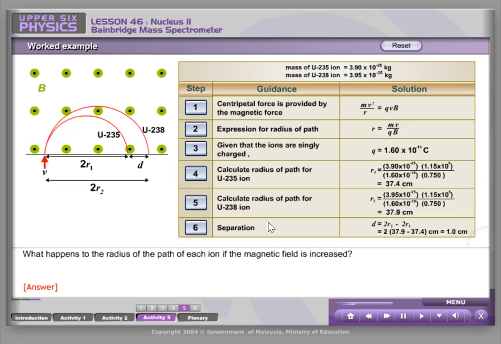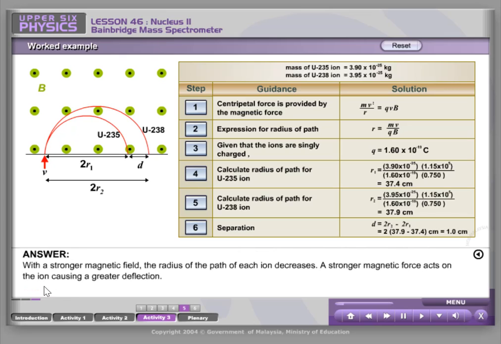What happens to the radius of the path of each ion if the magnetic field is increased? Answer: with a stronger magnetic field, the radius of the path of each ion decreases. A strong magnetic force acts on the ion, causing a greater deflection.